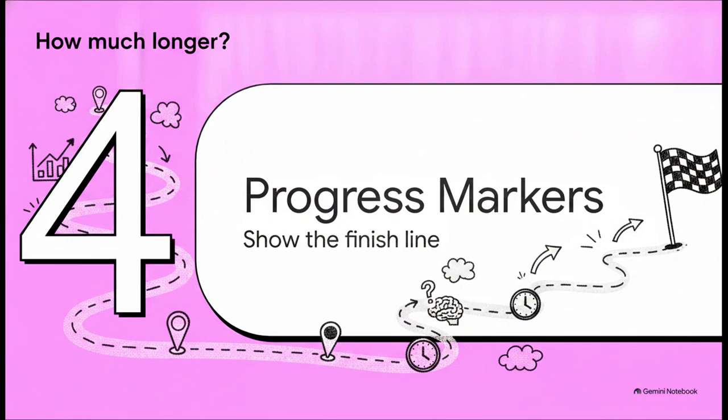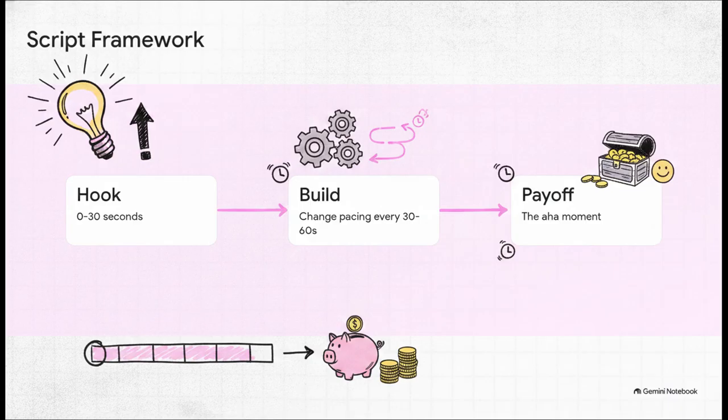Which brings us to section 4, use visual progress markers. Whenever we learn something new, our brain is constantly in the background calculating the effort it takes to reach the finish line. It's that classic, are we there yet feeling?